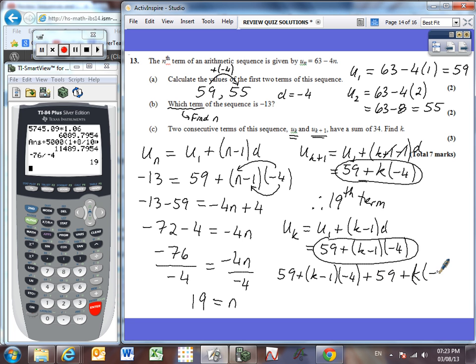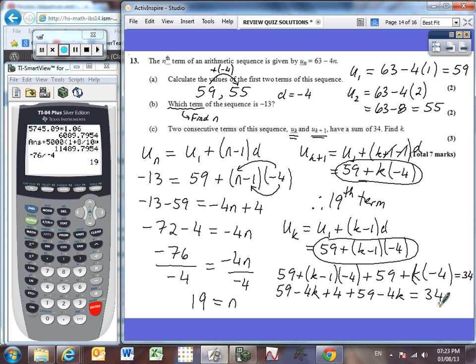Oops, my k times a negative 4. And this sum, they told us, is equal to 34. Let's do some simplification then. 59, my negative 4 distributes, giving us a negative 4k, and negative 4 times negative 1 is positive 4. And now we have to add it to 59, and the negative 4 times k is a negative 4k, giving me 34.